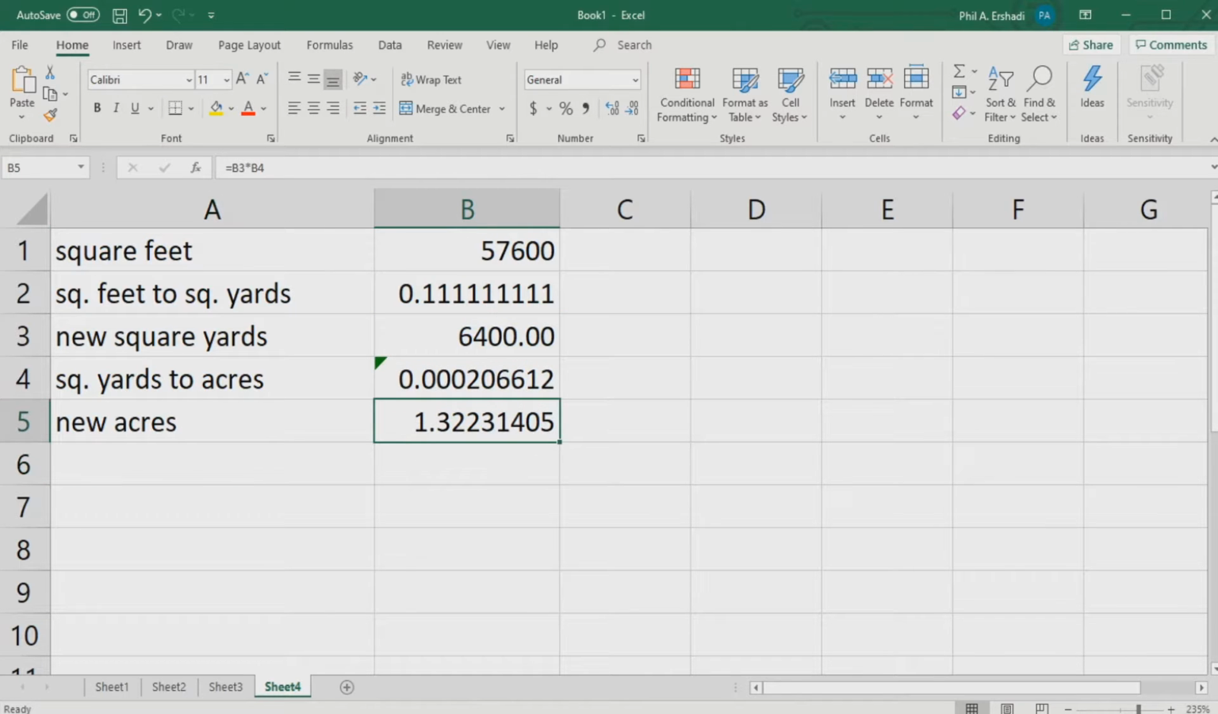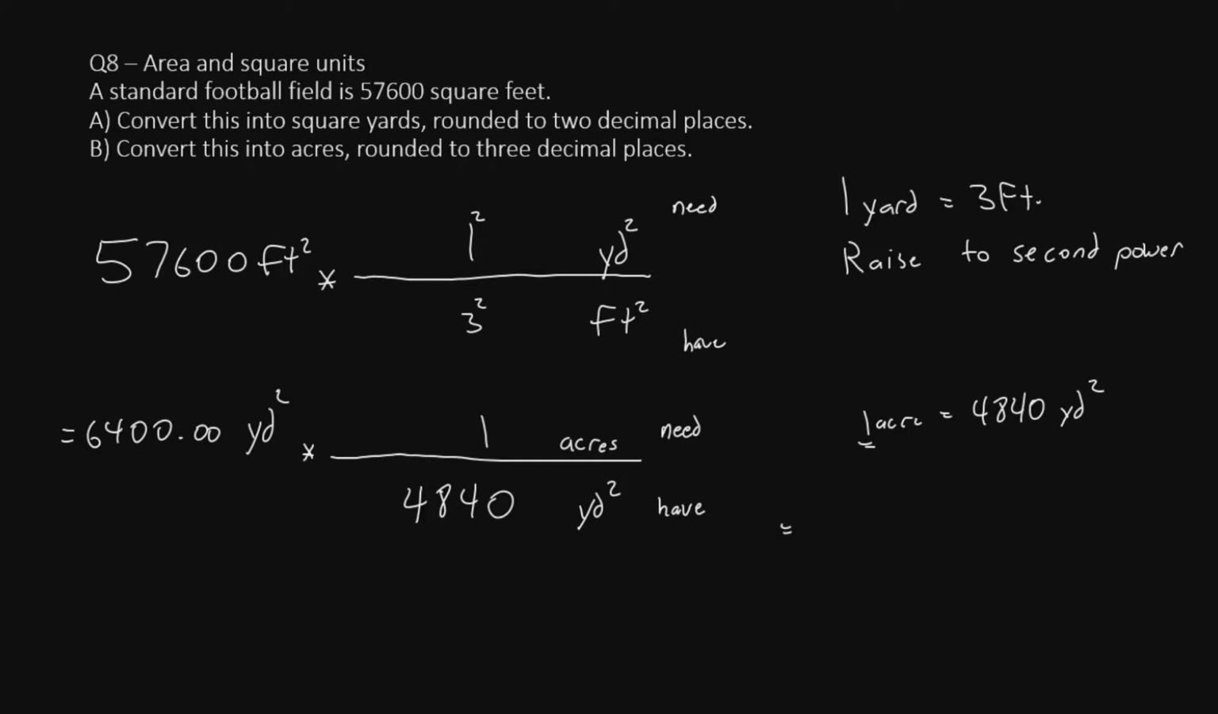My number of acres is 1.32231405, and I will click this button in the number section to decrease the number of decimal places until we have only 3. We'll have 1.322 for our new number of acres. Therefore, we can say that a football field is 1.322 acres.